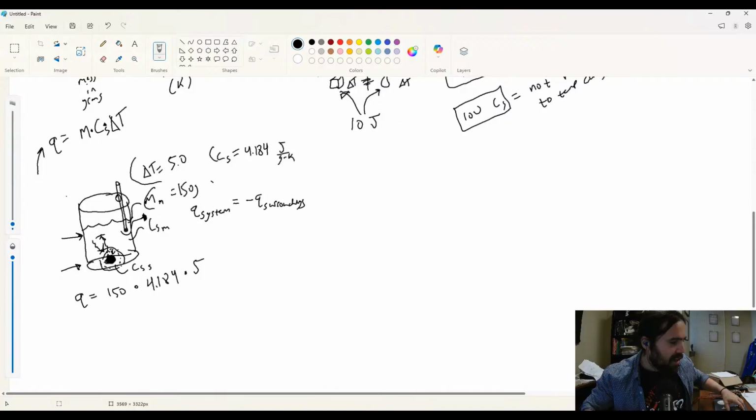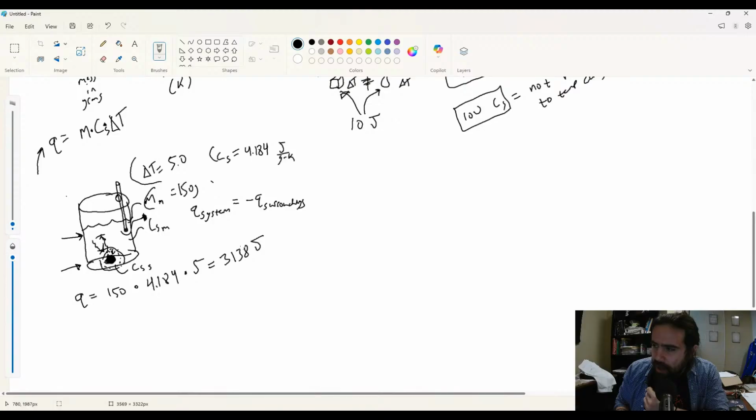Okay. Now, if I grab my calculator and plug all this together, all I did is plug and chug with the Q equals MCΔT equation. So 150 times 5 times 4.184. That gives me a Q of 3,138 joules. Now, that is the Q of the surroundings, okay? The Q of the surroundings.